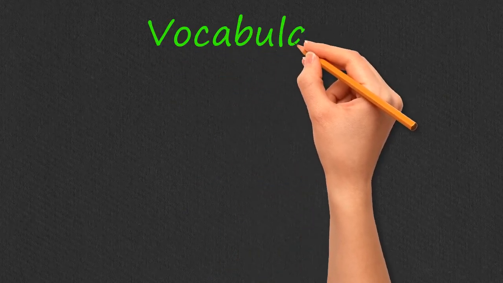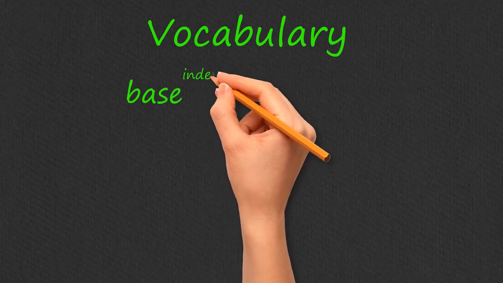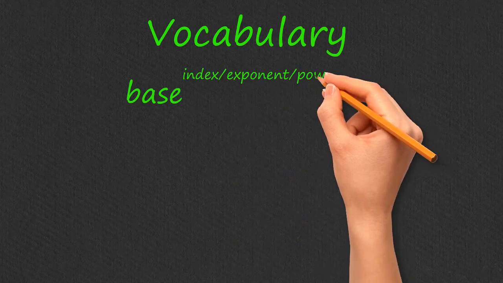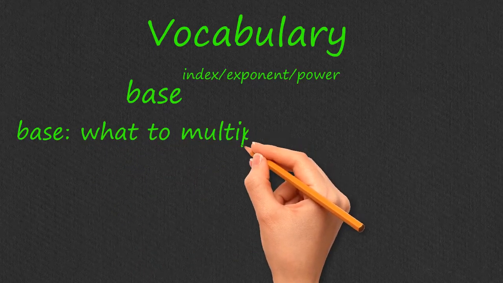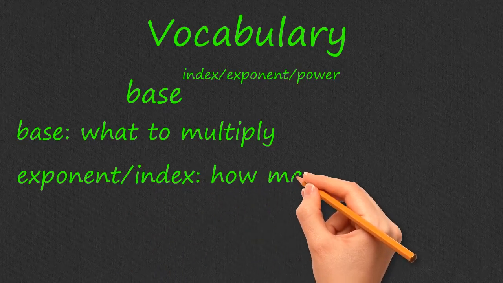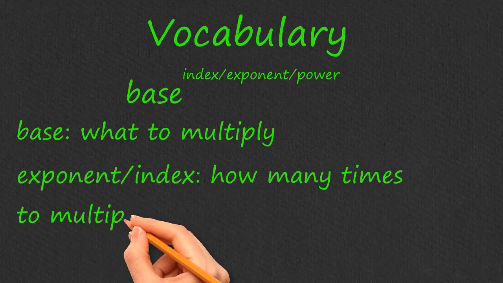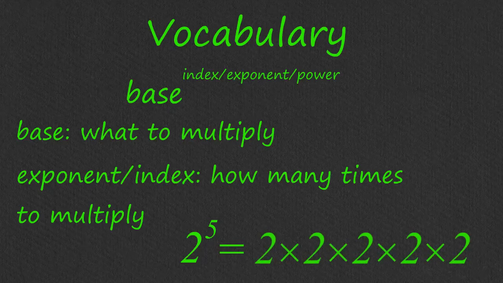Let us now discuss the exact mathematical vocabulary for indices, exponents. Two numbers are involved in this concept. The big number is called the base, and the small number in the top right-hand corner is called the index, exponent or power. The base tells us which is the number we will multiply together again and again, and the exponent, index, will tell us how many times we will multiply the number together. For example, 2 to the 5, we will know that 2 has to be multiplied together 5 times.